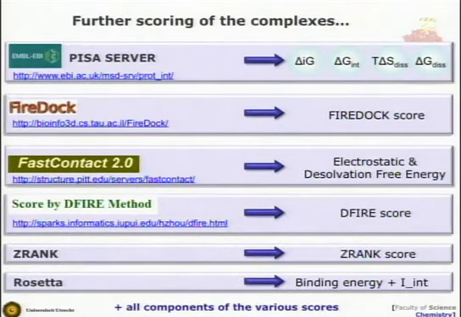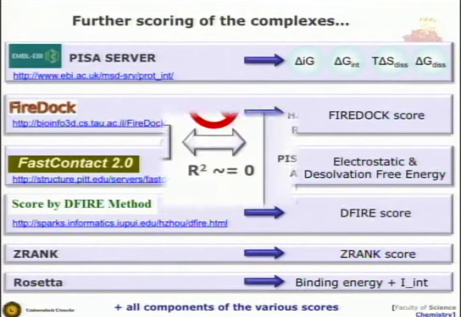But we didn't limit ourselves to HADDOCK only. We looked at different methods that are out there. If you go to the EBI, you have the PISA server, which is going to predict all kinds of thermodynamic quantities, free energy of interactions, but it also gives you entropy, for example, of dissociation. HADDOCK is used very much also to score complexes, as are FastContact from Camacho, DFIRE, Z-rank, which is from the ZDock people, Rosetta, so calculating binding energy, and even more that are not in these slides.